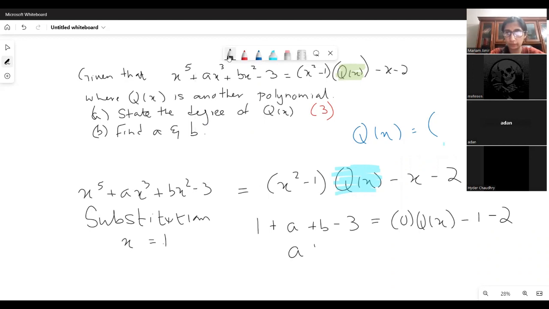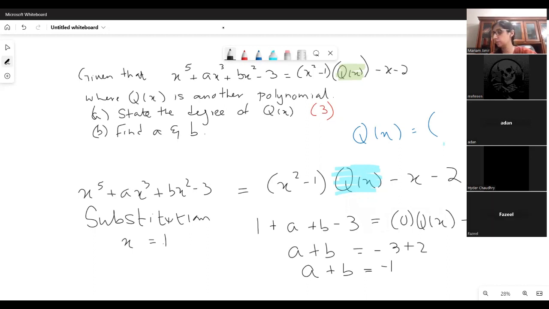So we get a plus b equals minus 3, and we have minus 2 over here which goes to the other side and becomes plus 2. So we get a plus b equals minus 1. This gives us both a and b in the same equation. So we did not get a, we did not get b. We need another equation that has both a and b, from which we can find the values of a and b. How do we get that?